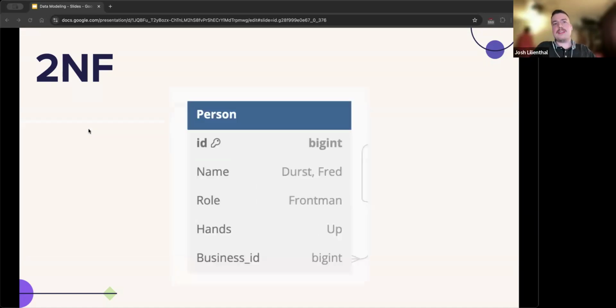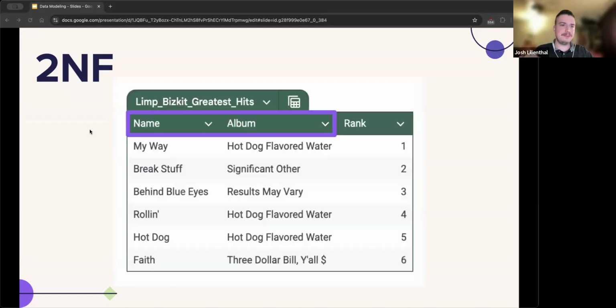So notice how in this example, every column is directly dependent on the first. Again, the primary key in this case is the ID of this person. The name belongs to this person. The role is this person's role. This person's hands are up, and this person works for the business ID at the bottom, which is the foreign key for the business table.